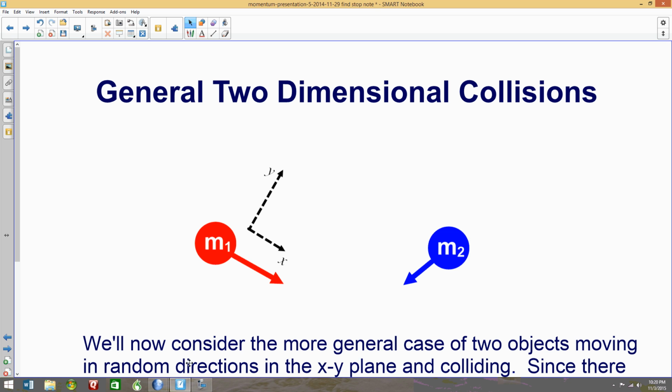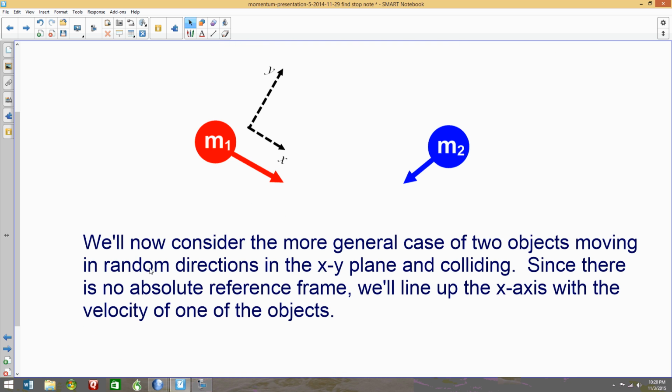Okay, so let's talk about general two-dimensional collisions. So now we're going to consider the more general case of two objects moving in random directions in the xy plane and then colliding. Since there is no absolute reference frame, we'll line up the x-axis with the velocity of one of the objects.